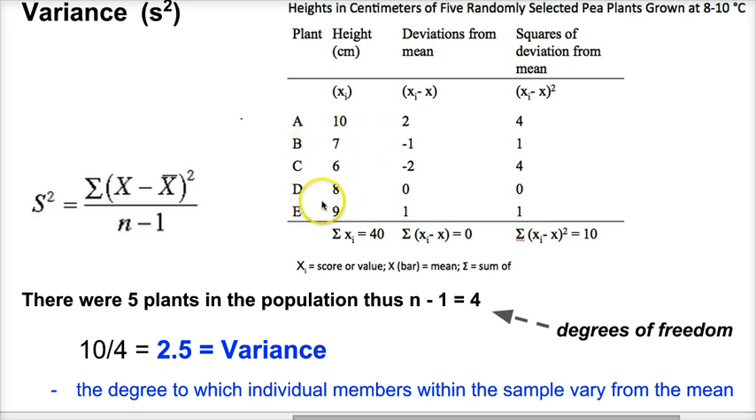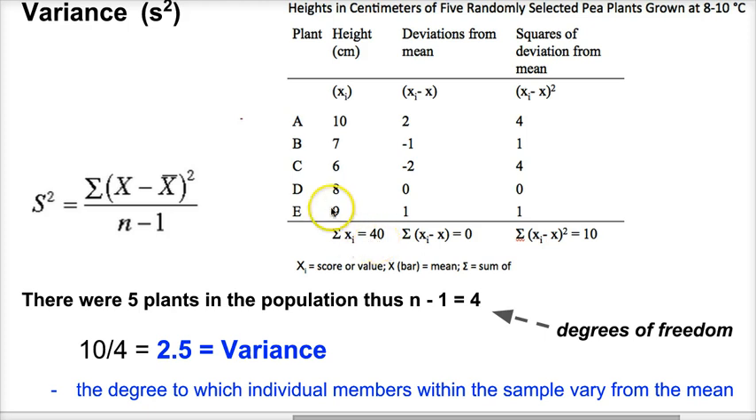I'll say that again. If you know you have 5 values, and you know what they add up to in this case, and if I know they add up to, let's say, 40, and I have a 10, a 7, a 6, and an 8, this has to be a 9 to equal 40.